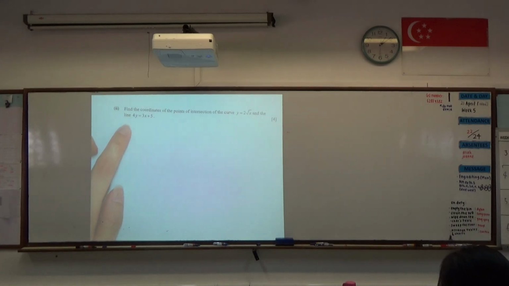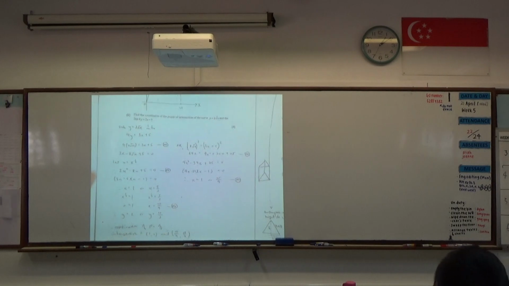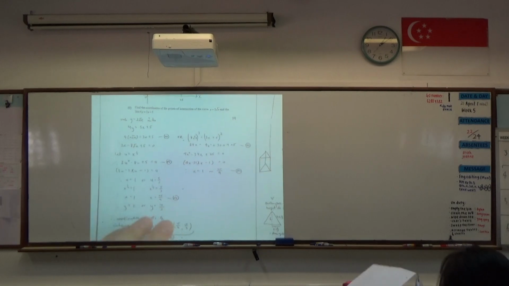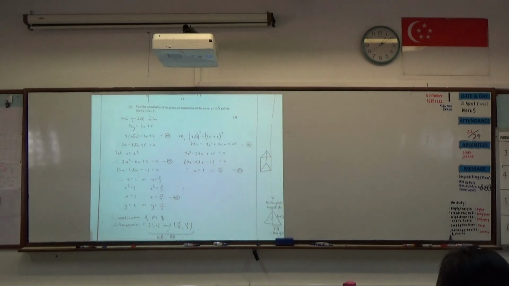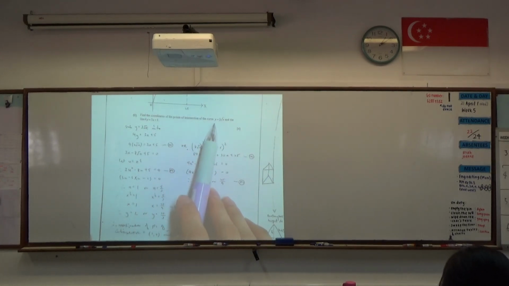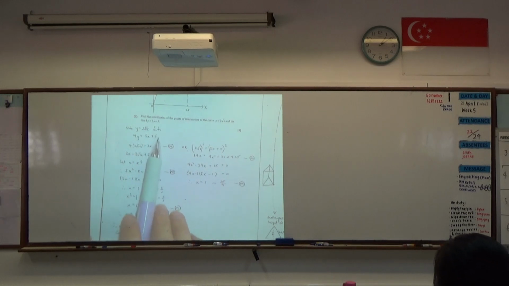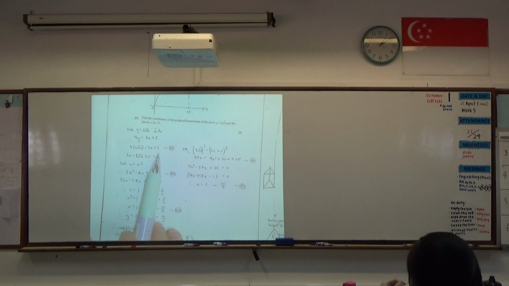Need me to go through? Okay. I'll just save some time by not writing. I'll just go through. Find the coordinates of the points of intersection of the curve y equals to 2 square root x and 4y equals 3x plus 5. Substitute inside, you get this.